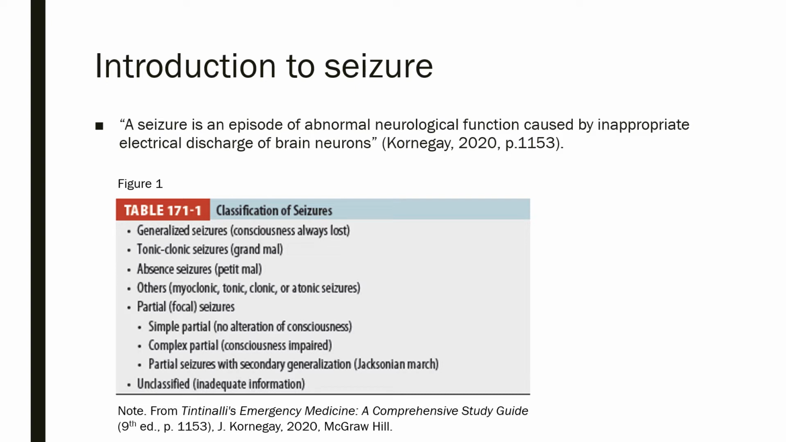However, myoclonic, tonic, clonic, or atonic seizures are also all different types of generalized seizures, while partial seizures are localized to a specific region of the cerebral cortex. Partial seizures can then be categorized into simple or complex. In simple partial seizures, the electrical firing remains localized and the person's conscious level isn't affected, whereas in complex seizures, the conscious level is affected.